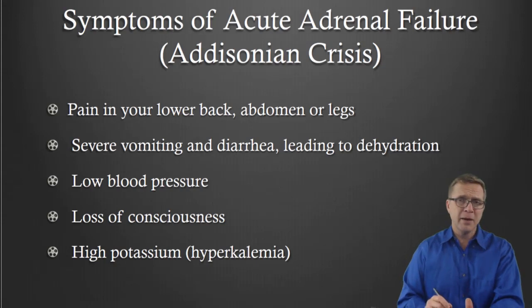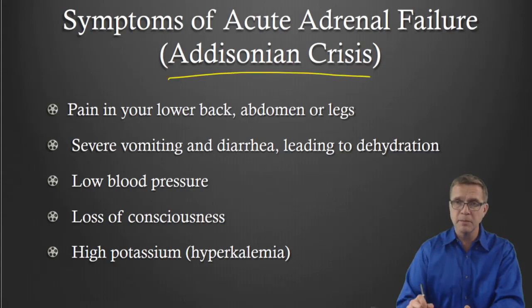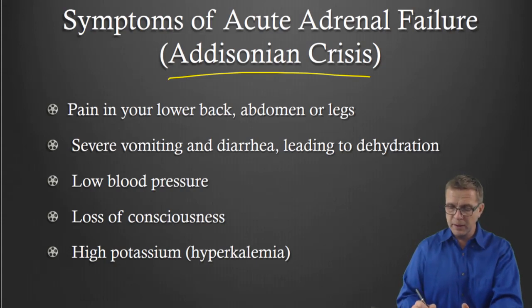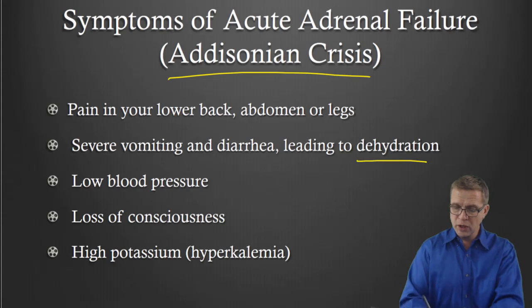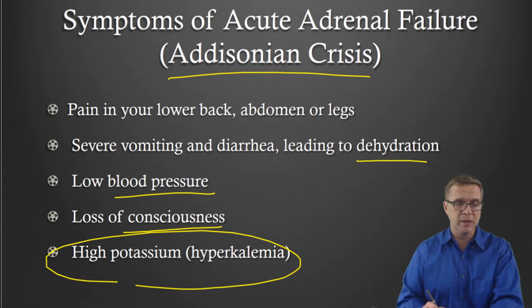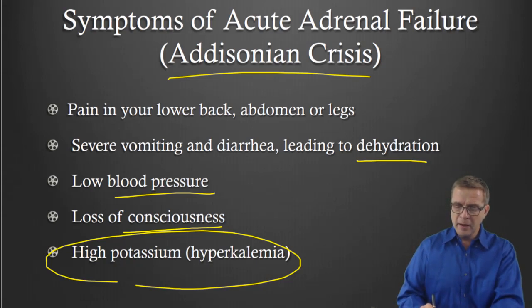All right? Now, I do want to pause, though, for what's known as an acute adrenal failure or Addisonian crisis, because this is a big deal. This is life-threatening right here. You start with pain in the low back, abdomen, legs. All of a sudden, you get this severe vomiting, leading to dehydration, low blood pressure, and loss of consciousness. What's happening is you have hyperkalemia, this high potassium levels, because we're not regulating it with aldosterone appropriately. Once again, we're also not regulating blood sugar very well.